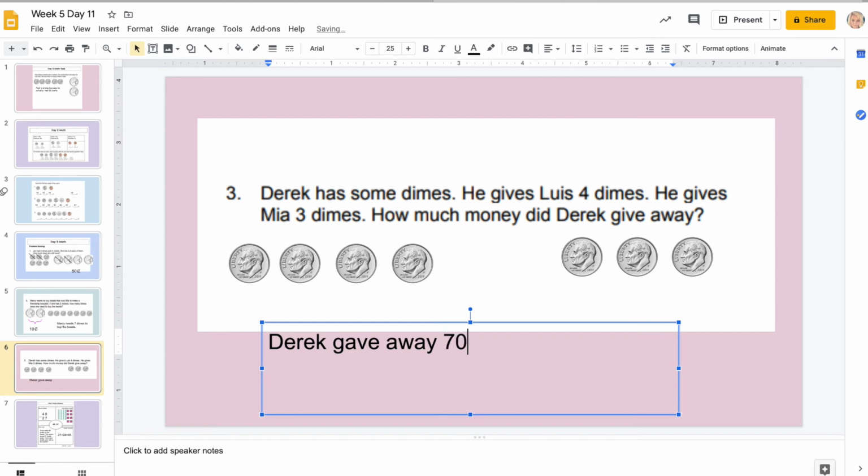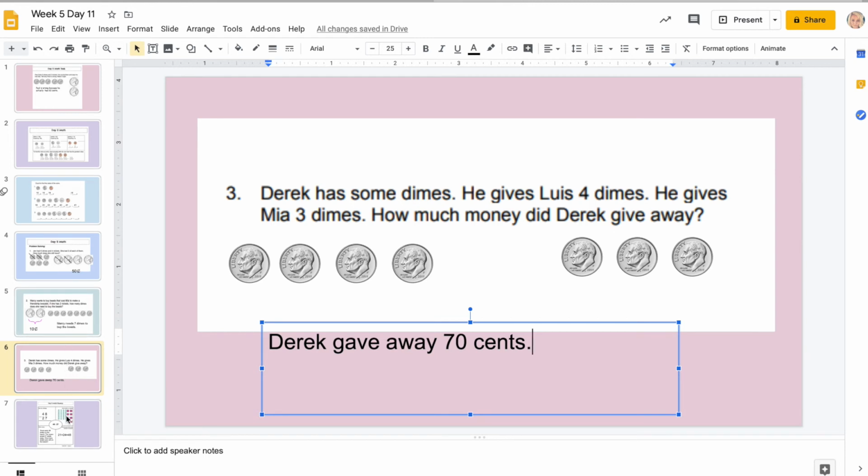70 cents. They weren't looking for how many dimes or how many coins he gave away. They wanted to know how much actual money he gave away. So we needed to skip count those dimes and let them know 7 dimes equals 70 cents. So Derek gave away 70 cents.